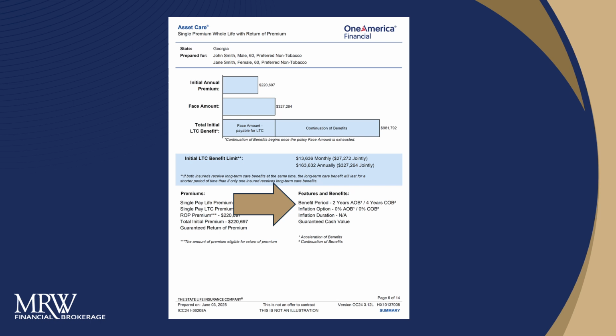But here's how I like to explain it to a client. Imagine you have a $981,000 joint pool or joint checking account. You can each withdraw up to $13,636 a month, but you're drawing off the same joint checking account. And when that $981,000 is gone, the policy is paid up. By the way, notice this is a male and female age 60.